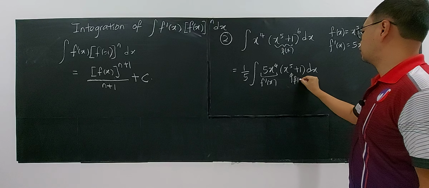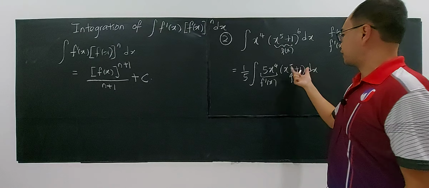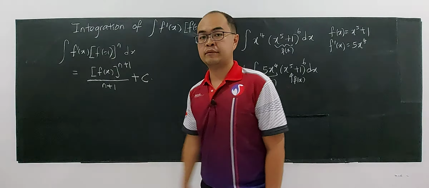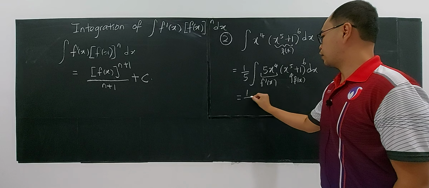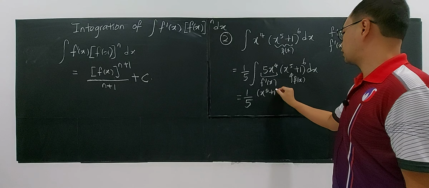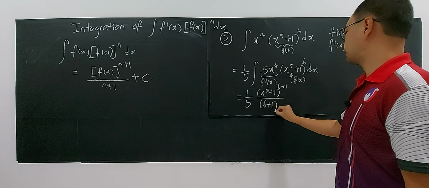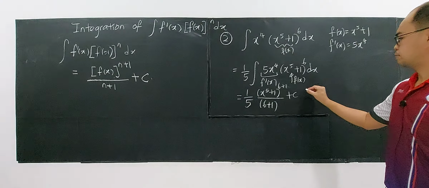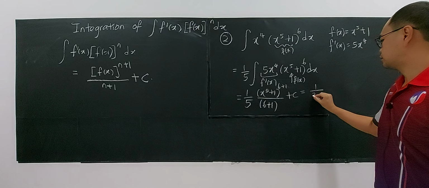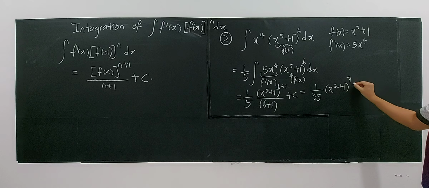And this is your f(x). So f(x), f prime x, f(x) to the power of 6, f(x) to the power of n. So I can just write 1 over 5, and for this I integrate by adding 1, 6 plus 1, divided by 6 plus 1, plus c. So I have 1 over 7 times 5, which is 35, times x to the power 5 plus 1, to the power of 7, plus c.